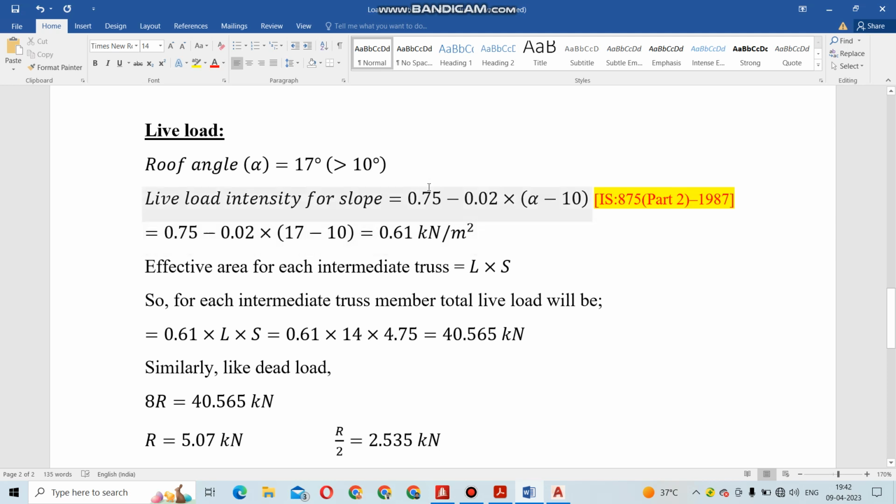The effective area, as I told you during the dead load calculation, is L into S. From there the load at each truss is 0.61 into LS, that is 40.565 kilonewton. Similarly to the dead load, we have 8P equal to the total load. Here we similarly calculate the live load as 8P equal to 40.565 kilonewton. So P comes to 5.07 kilonewton for the intermediate node, and 2.535 kilonewton for the edge node. So today we have done the load calculation. In the next video we will do the design in STAAD.Pro.